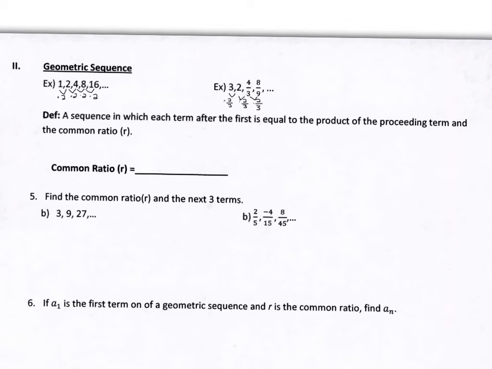Which gives us the definition. A sequence in which each term after the first is equal to the product of the preceding term and the common ratio. So as the arithmetic was a common difference, we're adding that same value. Here we have a common ratio. We are multiplying by a common number. So to find that common ratio, you have to do a sub n plus 1 divided by a sub n, which really says divide any term by its preceding term.